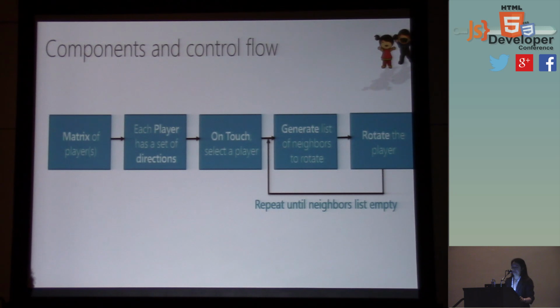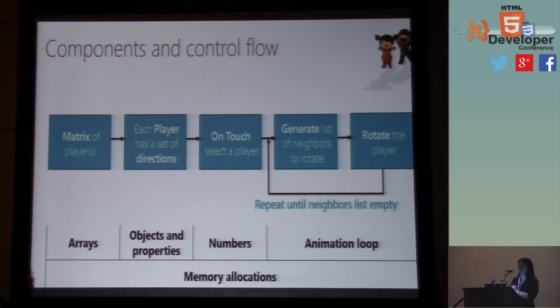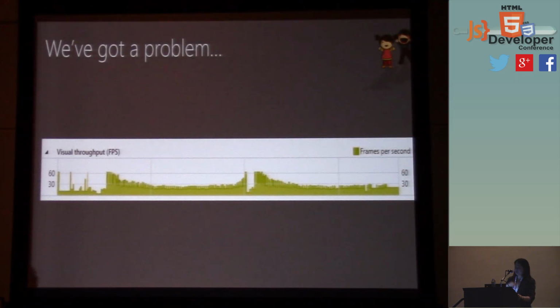So this is a high five game. Now, what it involves is using arrays in this code, objects and their properties, a bunch of number math, right? It involves an animation loop. You see there's a little animation when you rotate all those things. It involves a lot of memory allocations. Think about so many objects having to be allocated into this matrix, right? So, as we showed you using the F12 tool, the UI responsiveness, right? You already see the visual throughput, which we measure in frames per second, is not really that great yet.